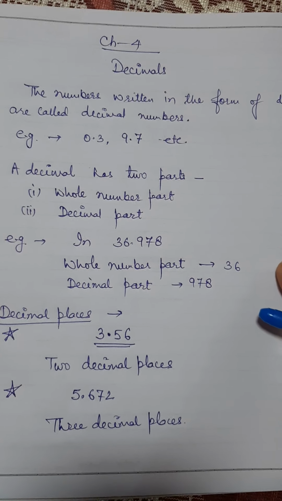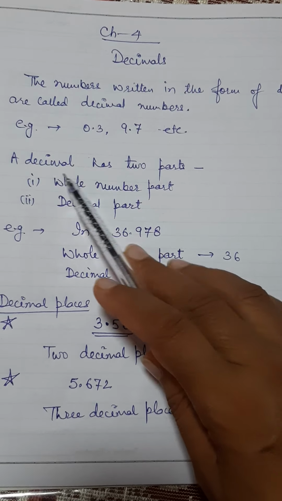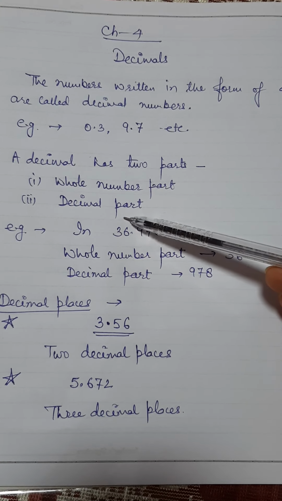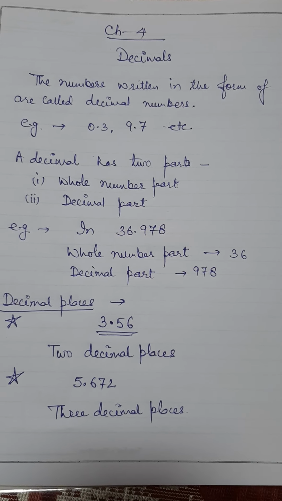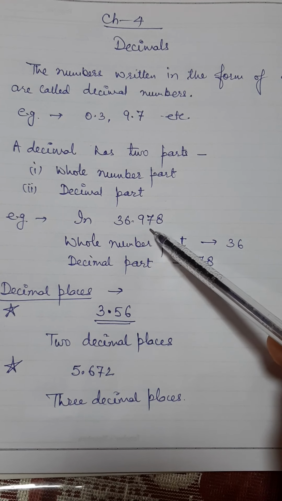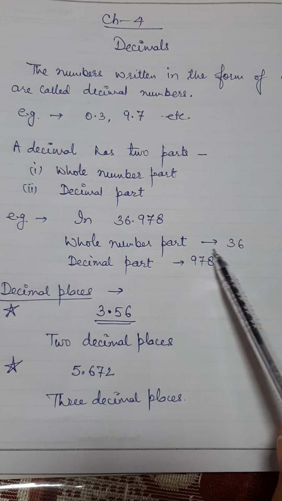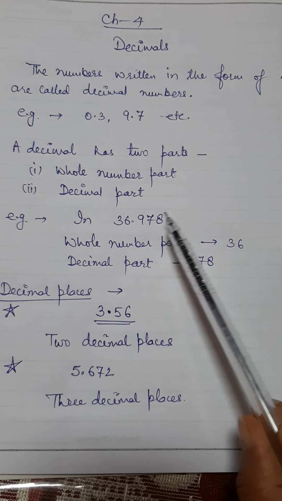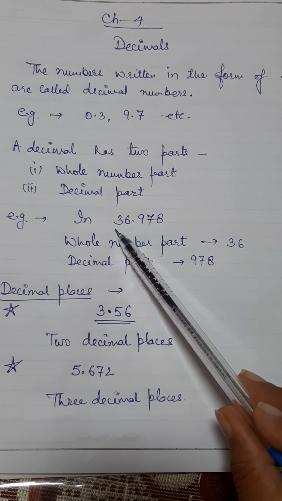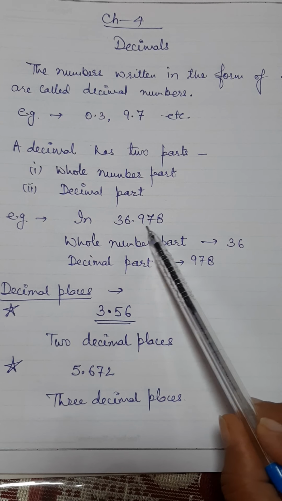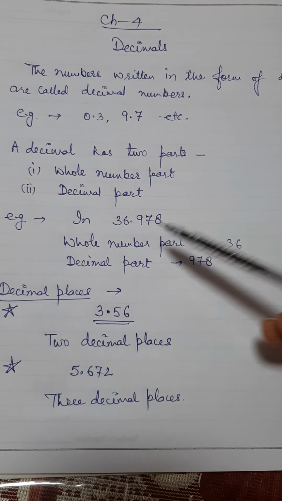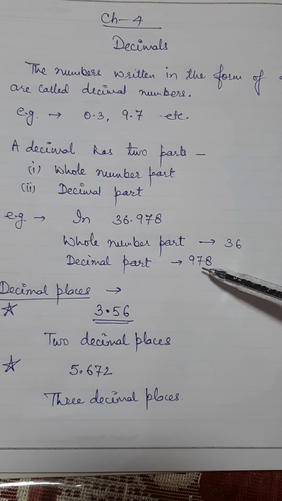Now, if we have a decimal number, then in that decimal number we have two parts. First one is the whole number part and second one is the decimal part. You can understand this with an example. I have chosen a number 36.978. In this number we have the whole part, 36. It means the digits written to the left of the decimal are the whole part, and the number written after the decimal is our decimal part. So 978, which is written after the decimal, is our decimal part.